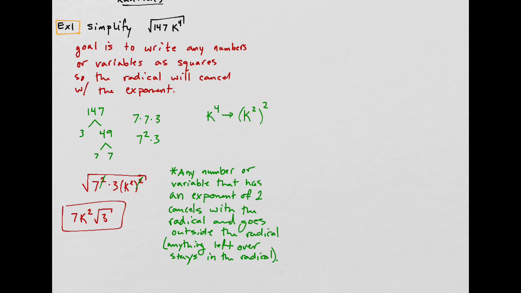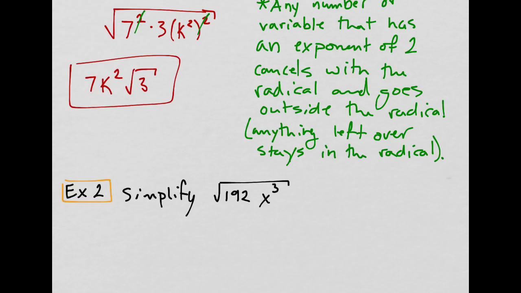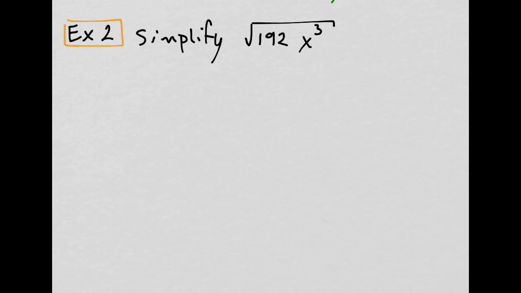So let's try another one real quick and see if we can do it. Again, we have a radical, and what do we do? Well, we take the number, and remember, we try to break it down into its factors. So I have 192. It's even, so I know I can divide it by 2. That's what I always try first if it's even.